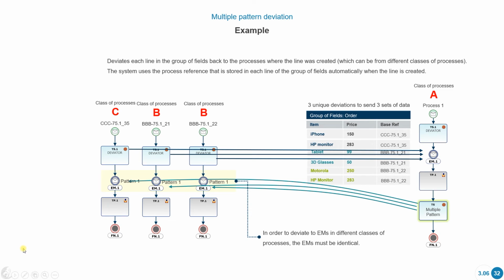So in order to deviate to EMs in different classes of process, the EMs must be identical. For this reason, we're going to create a pattern and assign it to all of these EMs, to the EM of the class of process B and the class of process C. This way, class of process A can send back the lines to any of those processes.